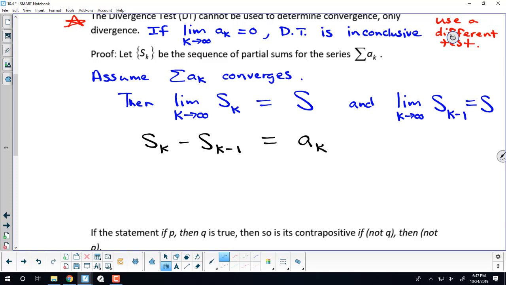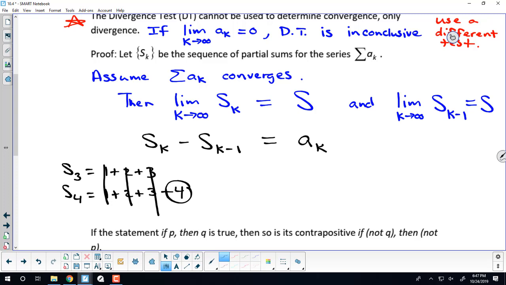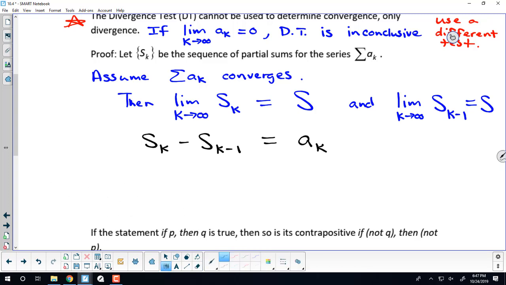Right, so say our third partial sum was 1 plus 2 plus 3, and the fourth partial sum is 1 plus 2 plus 3 plus 4. When we subtract these two from each other, those things vanish, and what we have is just the fourth term of the series. It doesn't have to be 1, 2, 3, and 4, that's just a specific example. So if that statement holds for any series, then we'll take the limit of both sides.